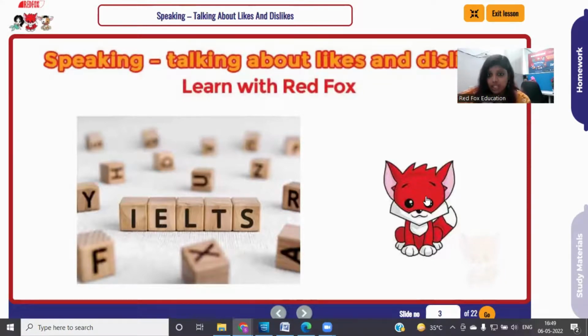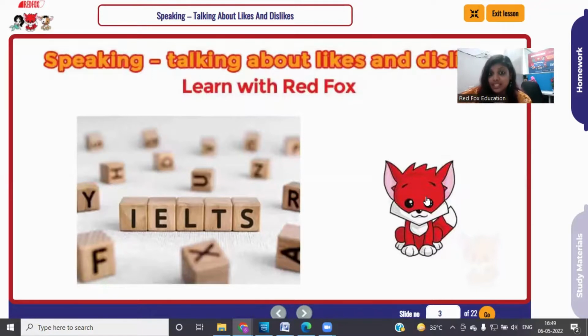And that has 40 classes. And then you have your fast track, and in your fast track, you have 20 classes. Fast track is for those who don't really have time before the exam, so you have to just quickly rush through. But fast track can be done only if you have prior knowledge of IELTS. So this is what Red Fox Education offers.